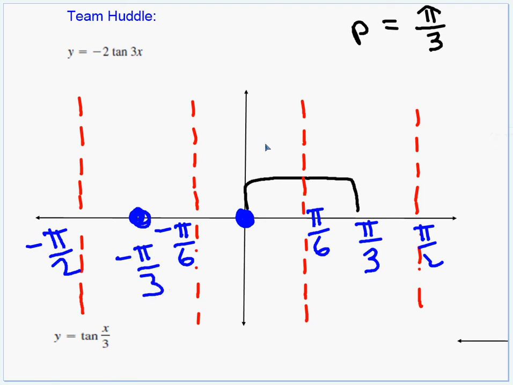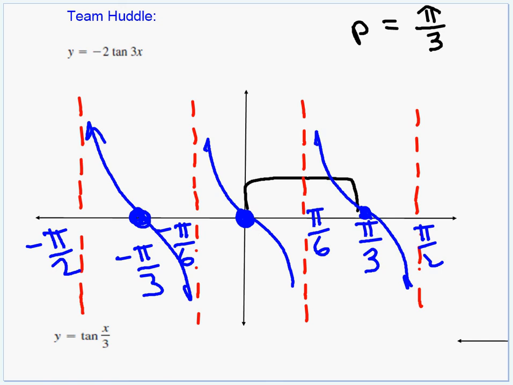Okay. Last step. We're going to take the negative and draw our lines. Negative tan is going to go up to the left, down to the right. Up to the left, down to the right. Up to the left, down to the right.